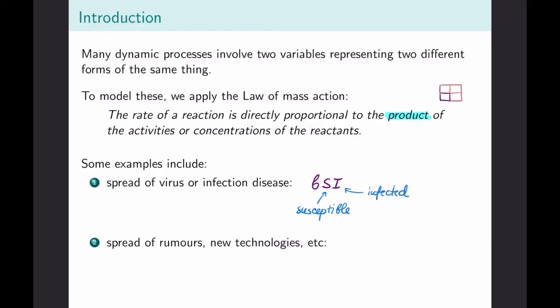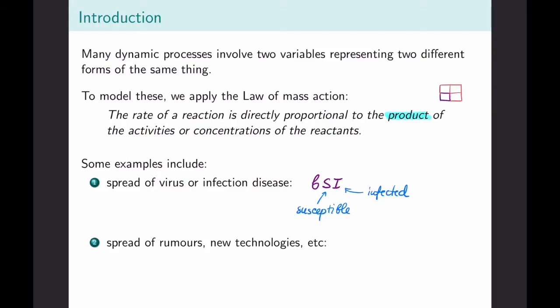Now notice that these two things actually describe two different forms of the same thing. Both susceptible and infected are people within the population being in two different states from the point of view of the disease. This model actually extends to a number of other things. For example, spread of rumors or spread of new technologies. One of the most famous examples is how you can predict, with the same analysis we're going to do shortly on disease spread, things like the number of oil wells that will be opening up in the future.